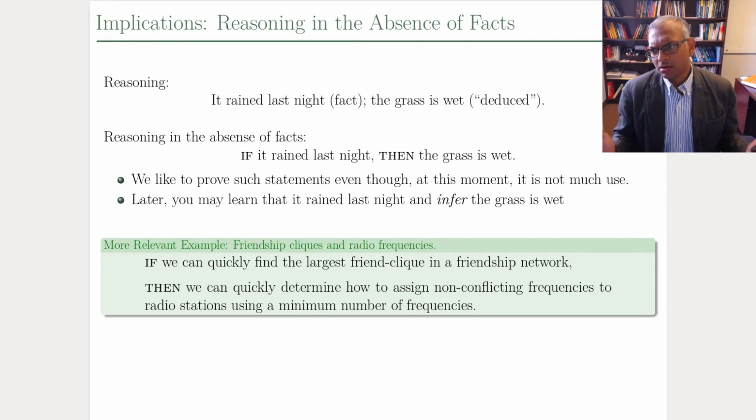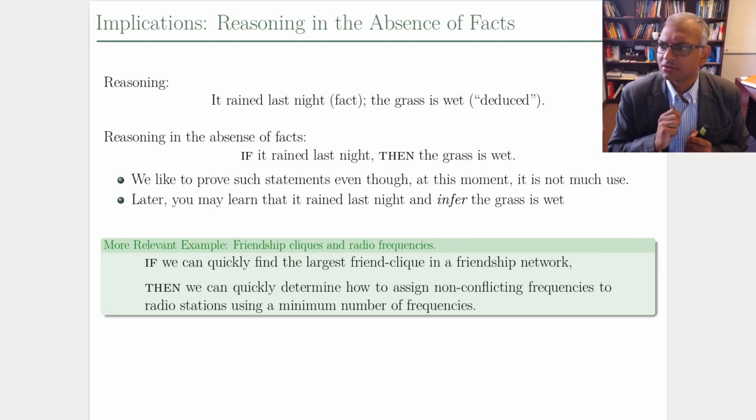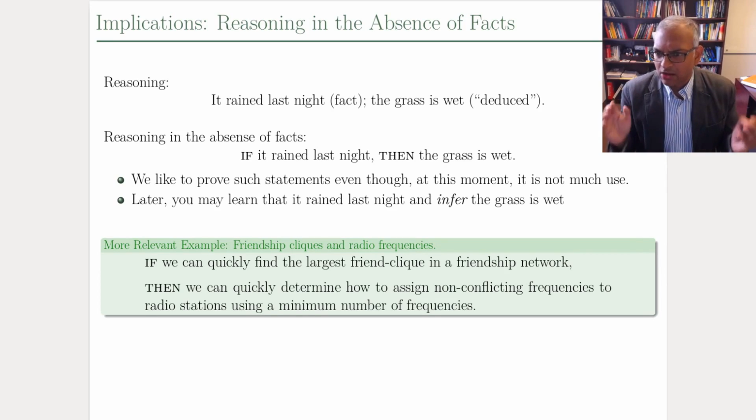So these two problems look completely unrelated. But imagine if I went and proved the implication that if I can find the largest friendship fleet, then I can find non-conflicting frequencies for radio stations efficiently. So if I can do one, I can do the other. Now, can I find large friendship fleets? Well, we don't know. We haven't established that. Can I find non-conflicting radio frequencies for radio stations? No, we don't know that.